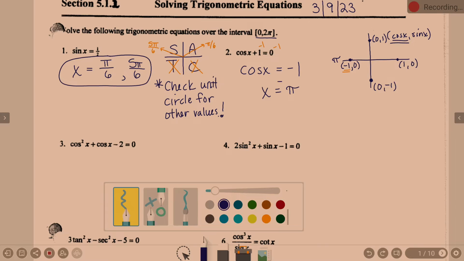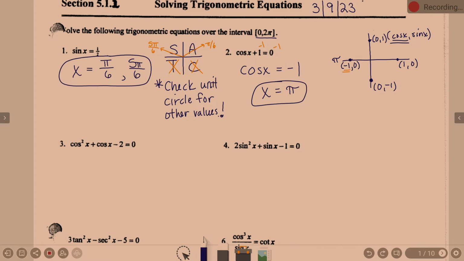So that's an example of just one answer. That is a rare example of just one answer. Well, I wouldn't say rare, because there are several in my notes that have just one answer, but it does happen. Okay? Questions there?